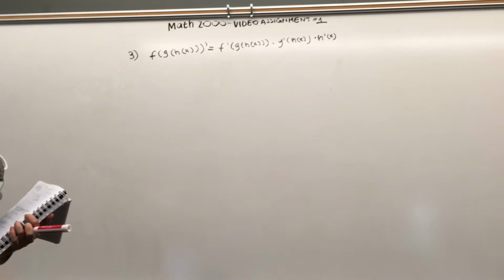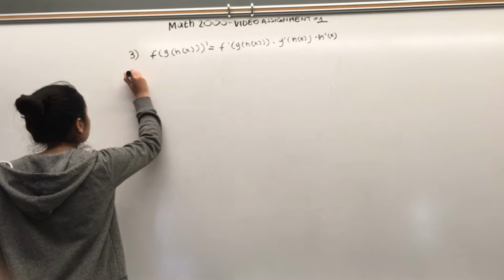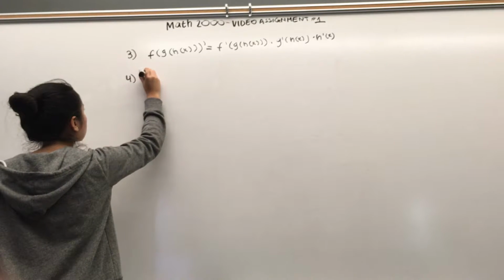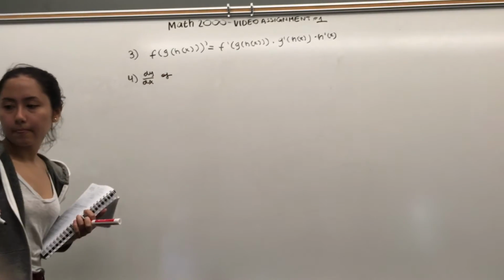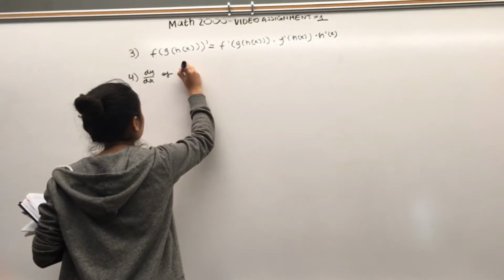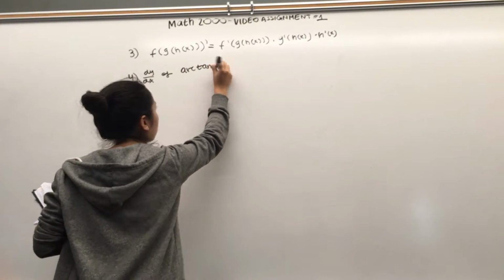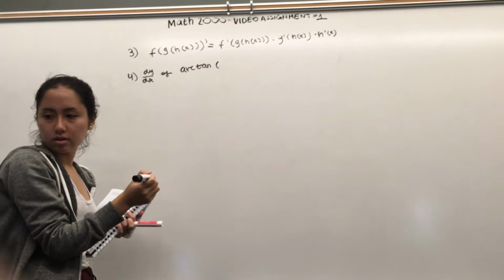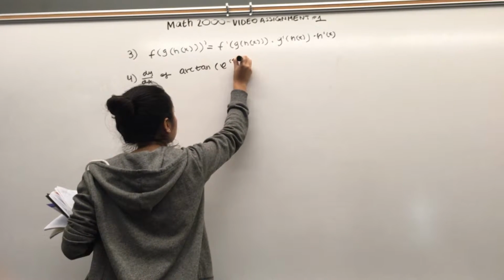And finally, the 4th question is find the derivative of arctan of e to the power of tan of x.